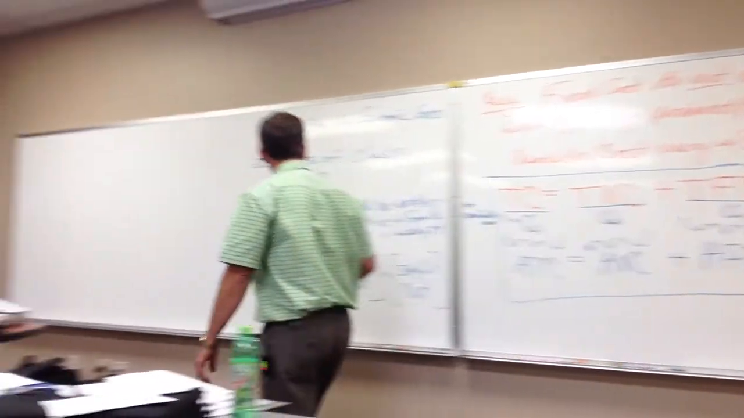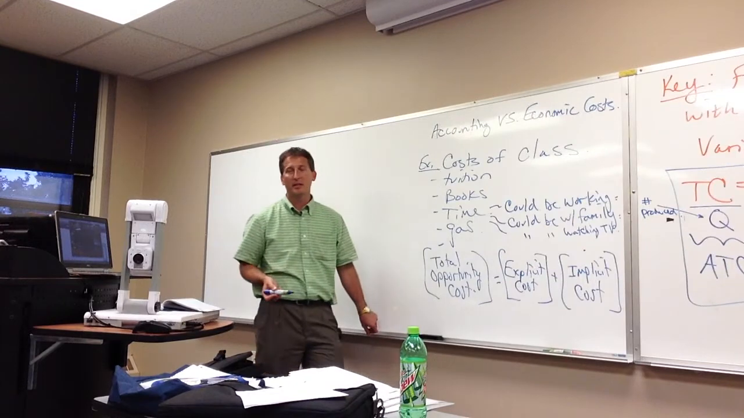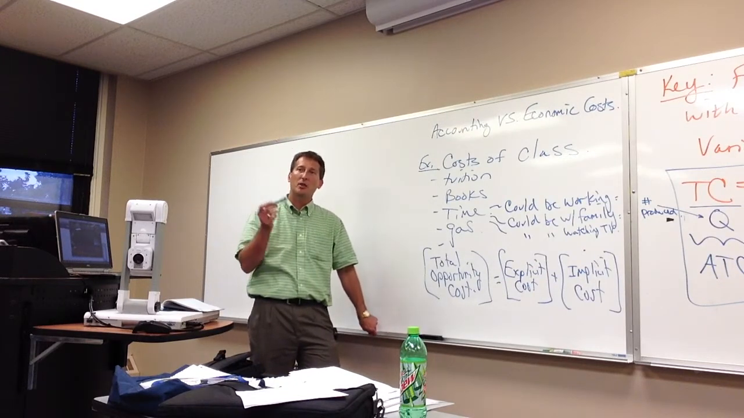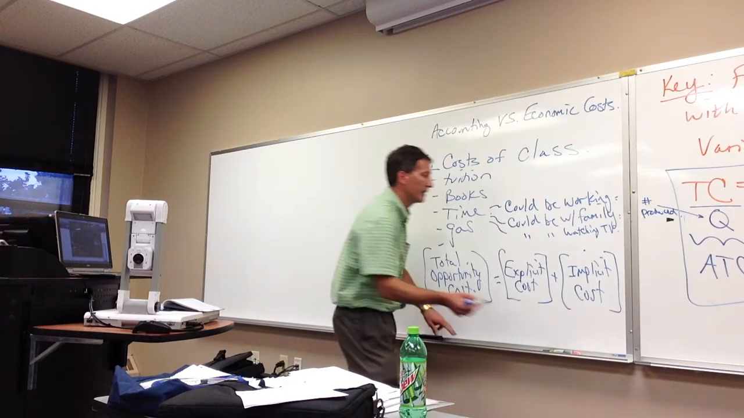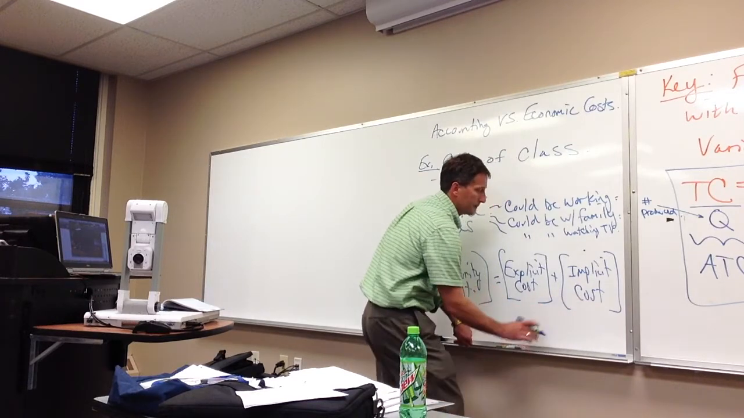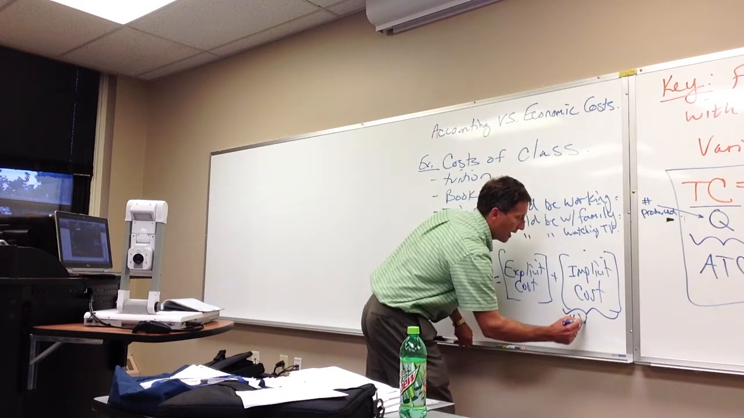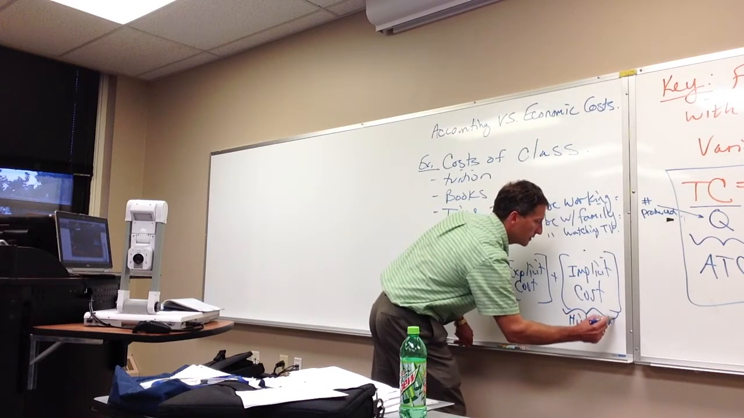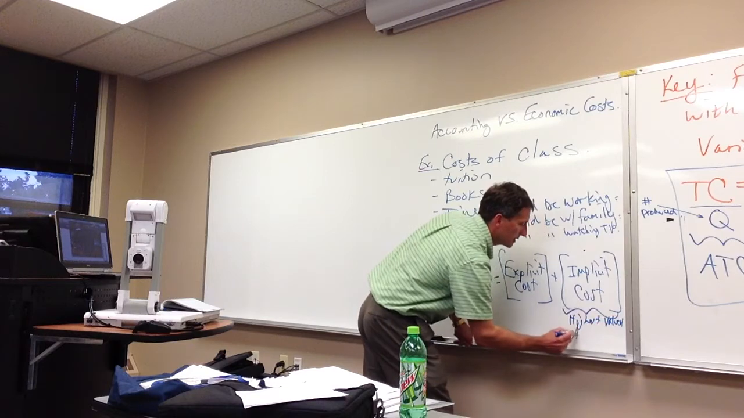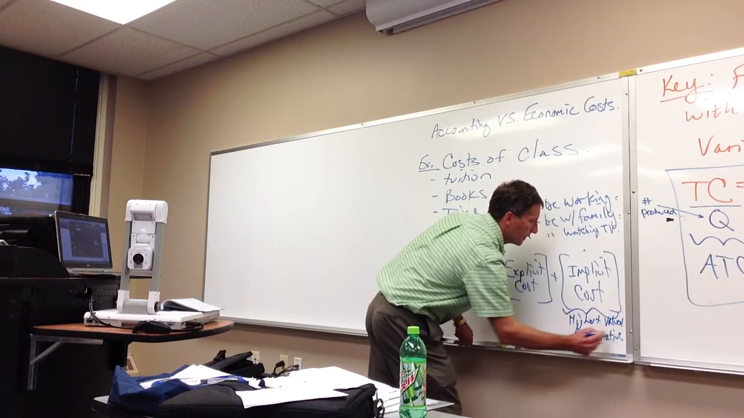So opportunity cost for the implicit cost is the thing you would have done. It's the highest valued alternative foregone. The highest valued alternative foregone. When we think about all these other options, the highest valued alternative foregone.